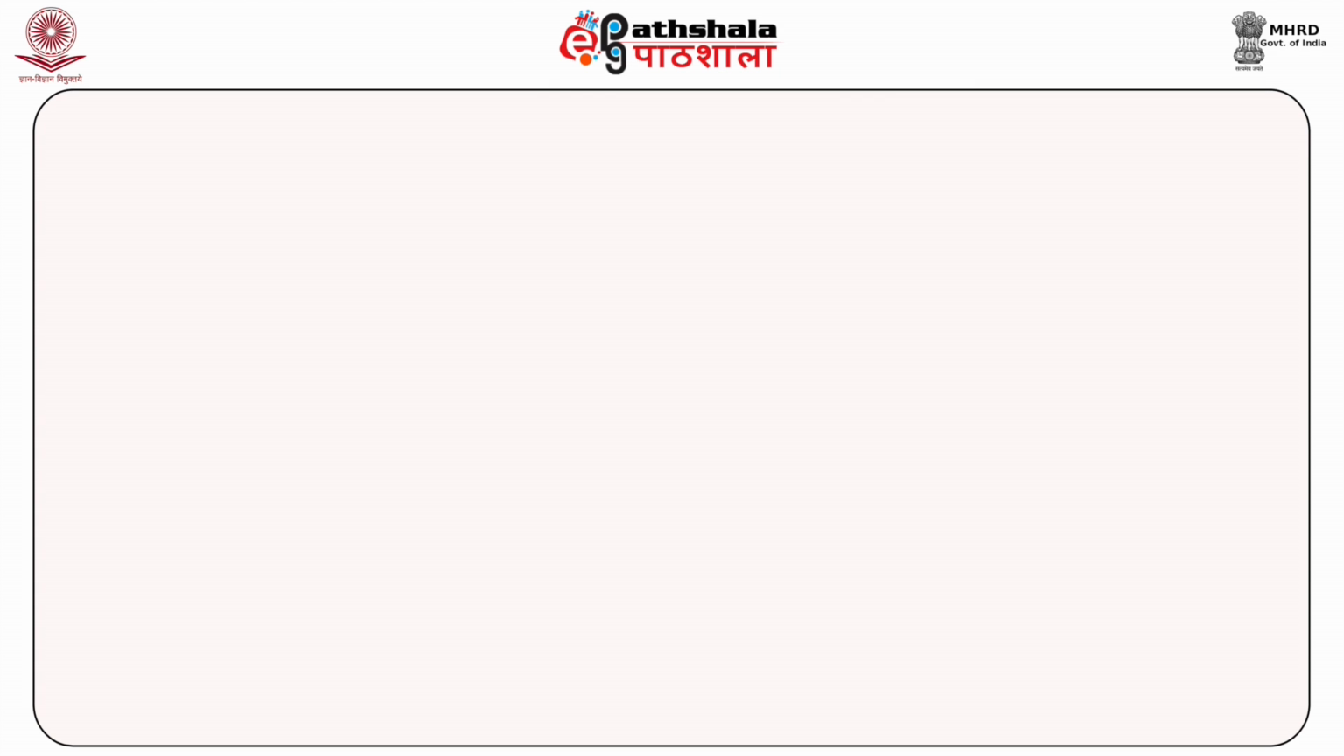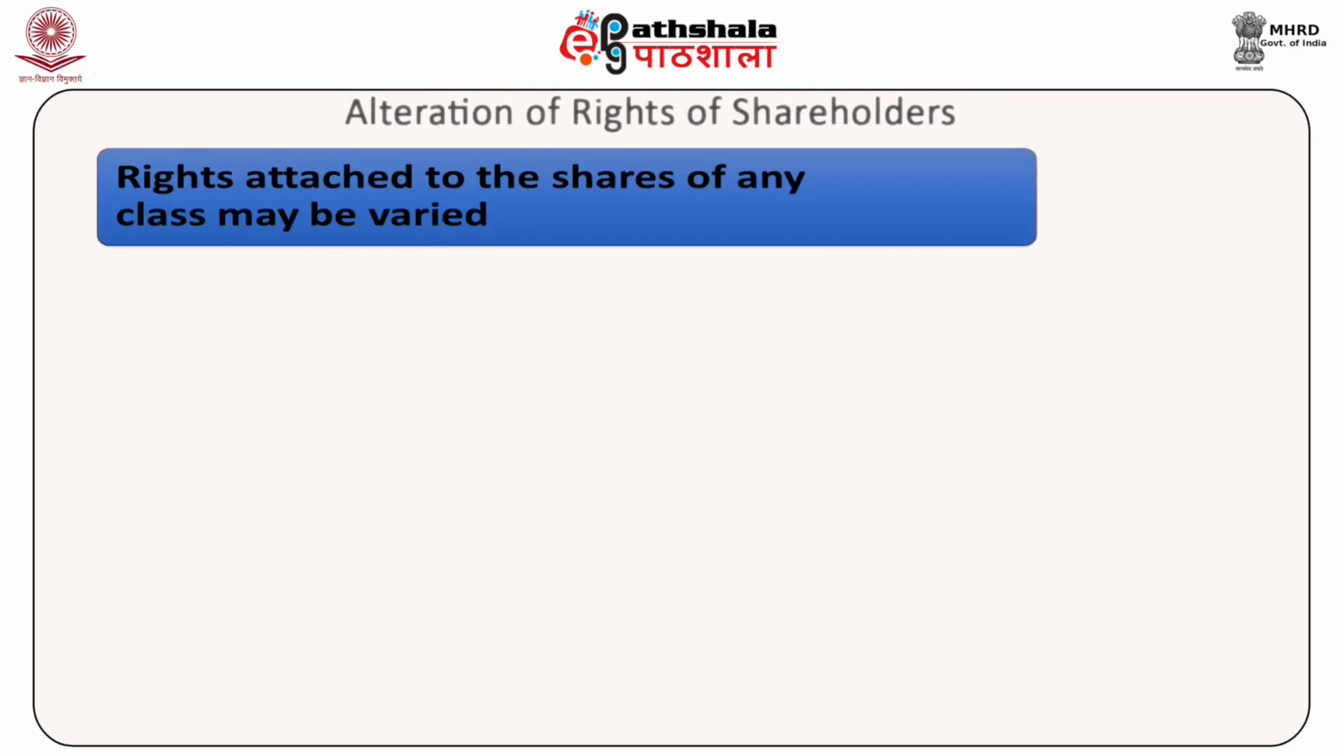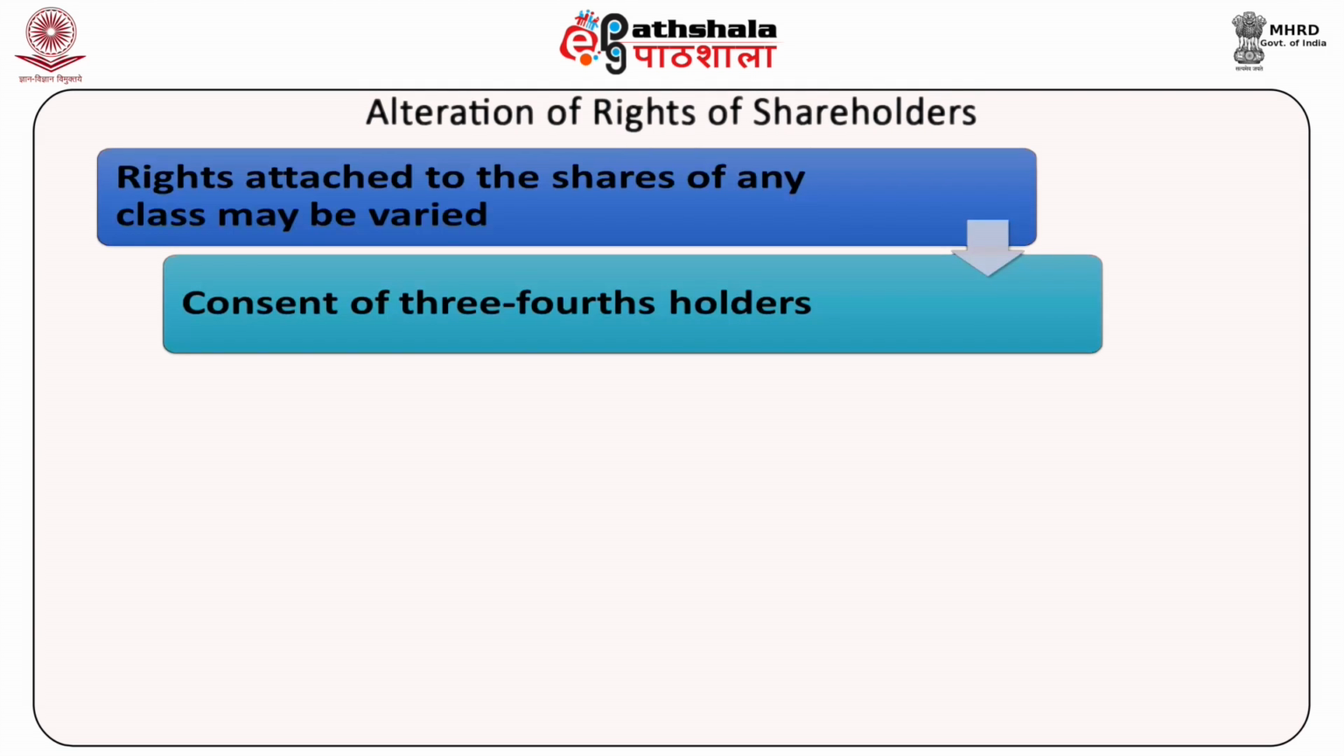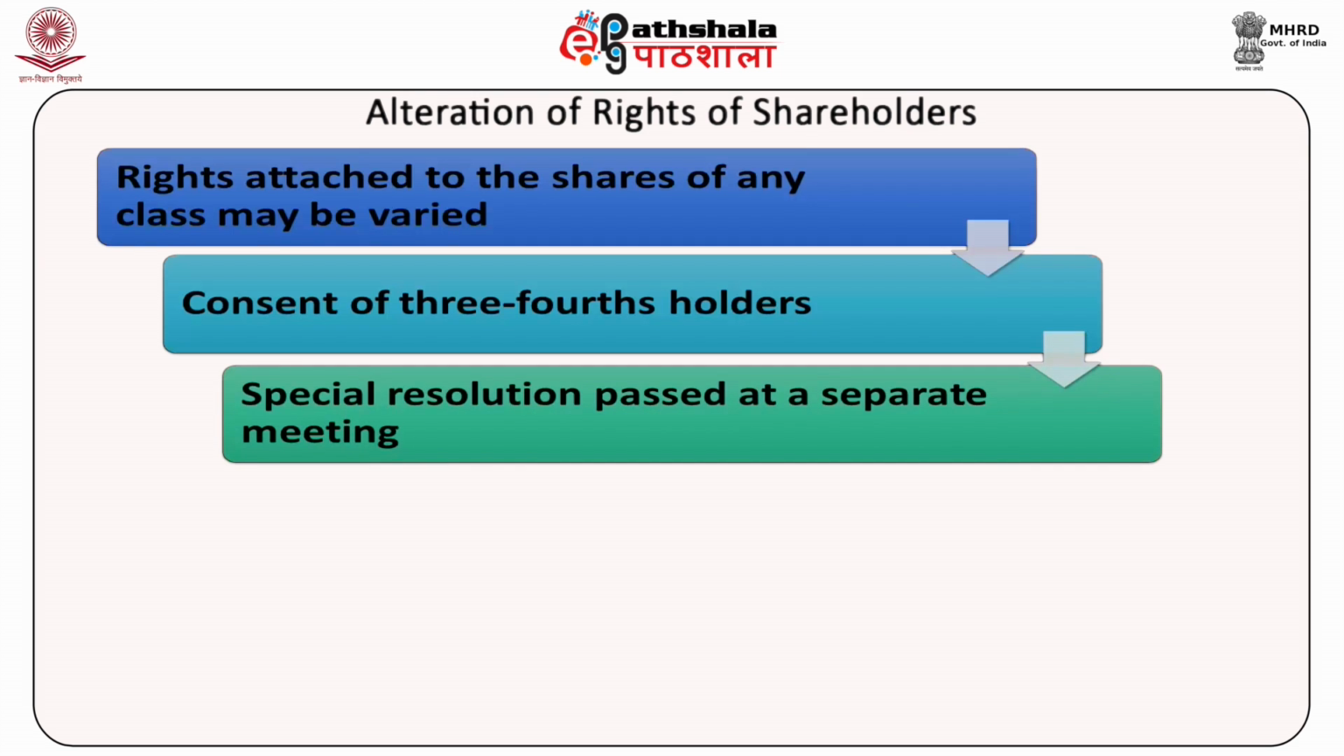We shall discuss alteration of rights of shareholders as given under Section 48 of the Act, where the share capital of a company is divided into different classes of shares. The rights attached to the shares of any class may be varied with the consent in writing of the holders of not less than 3/4 of the issued shares of that class, or with the sanction of a special resolution passed at a separate meeting of the holders of the issued shares of that class.